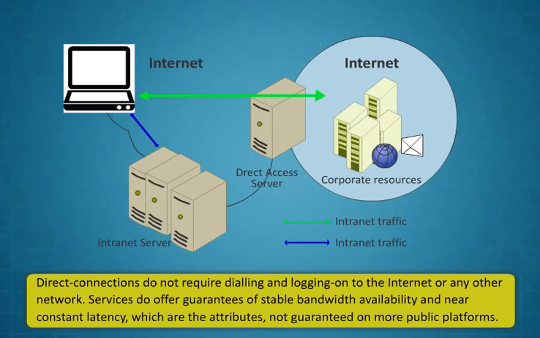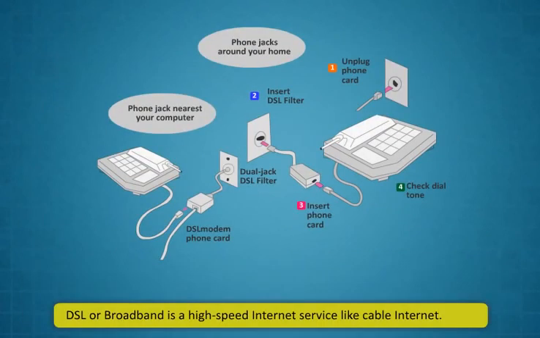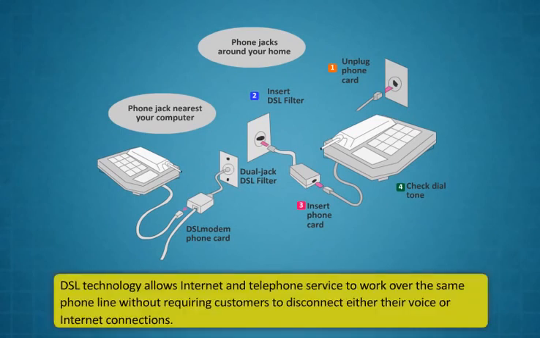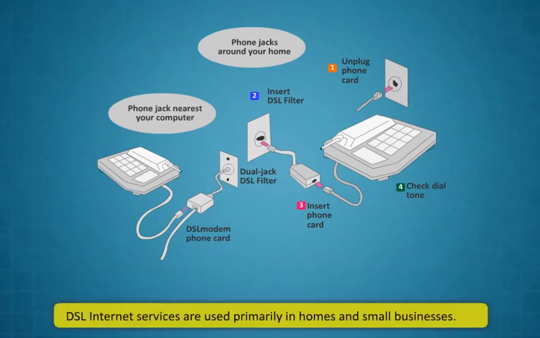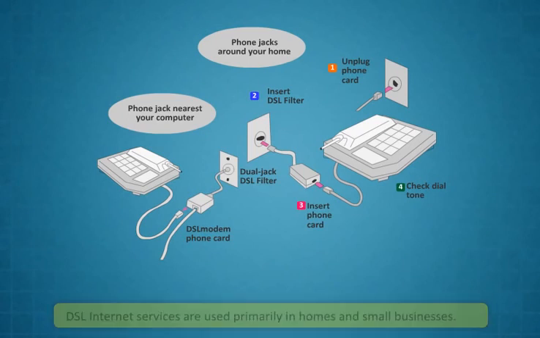Services do offer guarantees of stable bandwidth availability and near constant latency, which are attributes not guaranteed on more public platforms. DSL or broadband is a high-speed internet service like cable internet. DSL technology allows internet and telephone service to work over the same phone line without requiring customers to disconnect either their voice or internet connections. DSL internet services are used primarily in homes and small businesses.